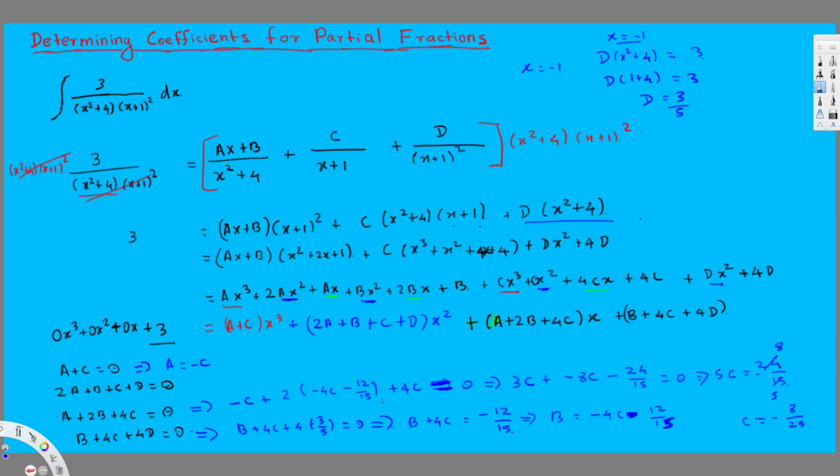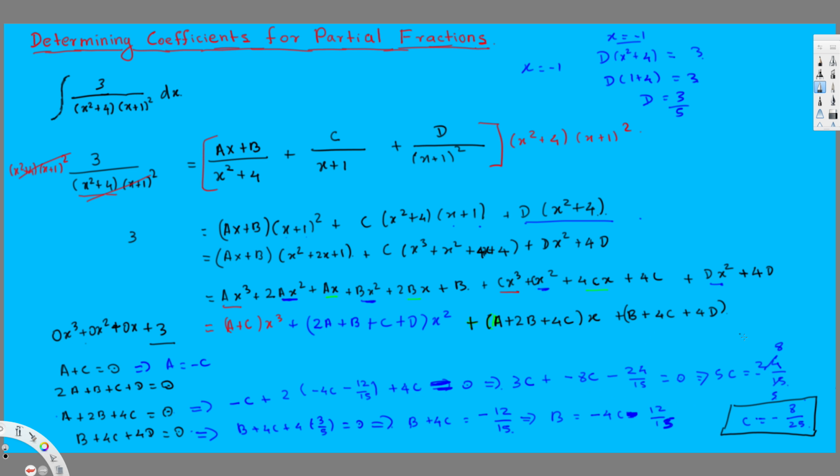Let's check it again. We found that d value, and we substituted it right here, and we got this one. 3 over 5 is equal to 0, and 12 over 5, okay, 4c gives us this, and then minus 4c minus 12 over 15. Okay, everything seems perfect. I know this is very big calculation right here. So let's continue further. So we have c right now.